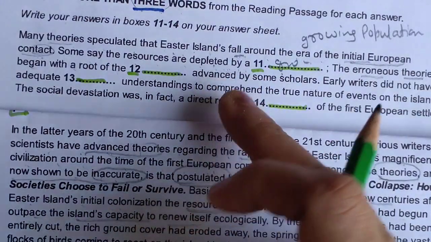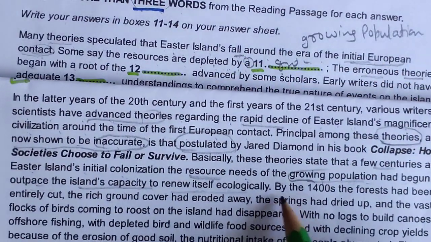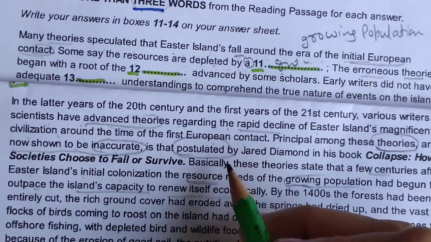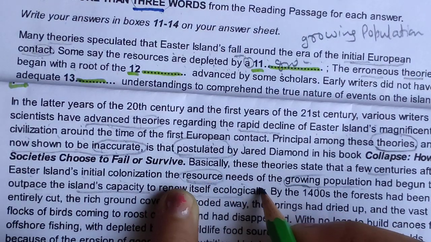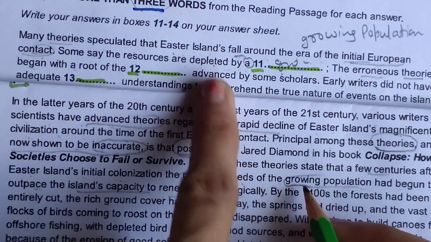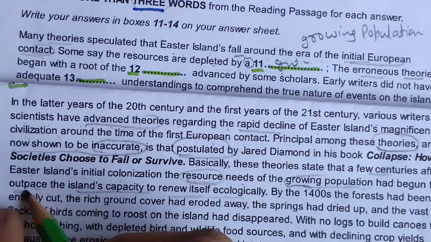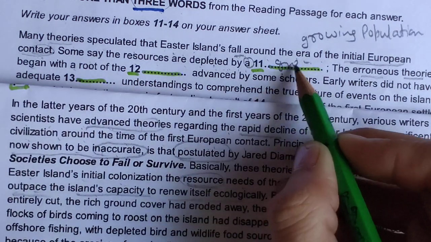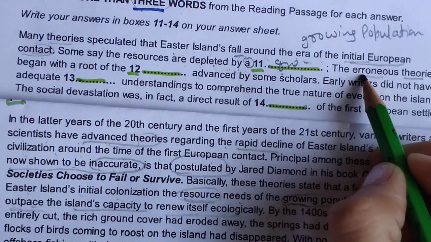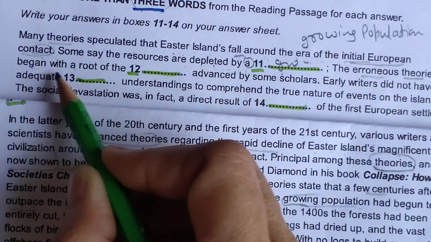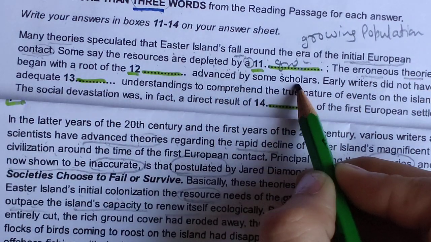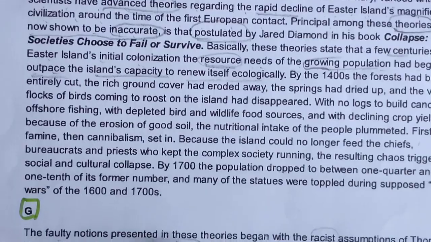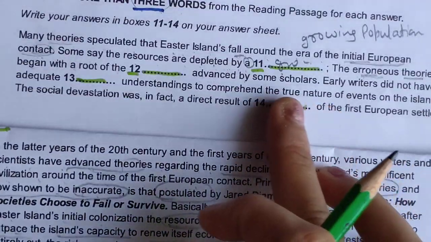Yes, we came to know because "resource" is given here, and you can see the growing population. The resource needs of the growing population had begun to outpace the island's capacity to renew its ecology. So they have given this, and we have written growing population. Now coming to: erroneous theories begin with the root of dash, advanced by some scholars. The word erroneous I have not come across, so we can go to the next paragraph.